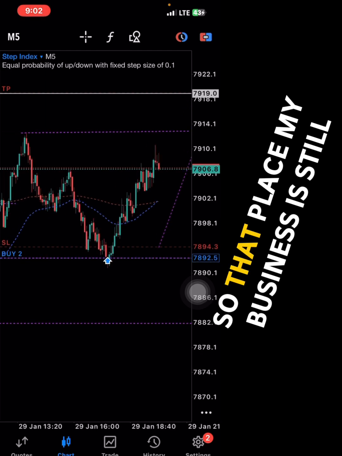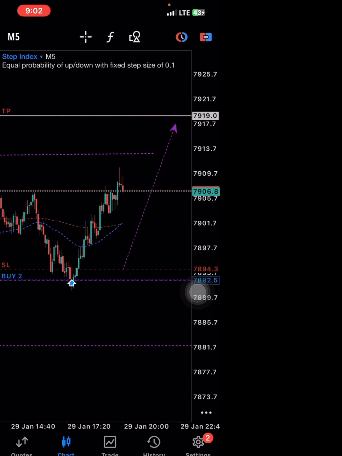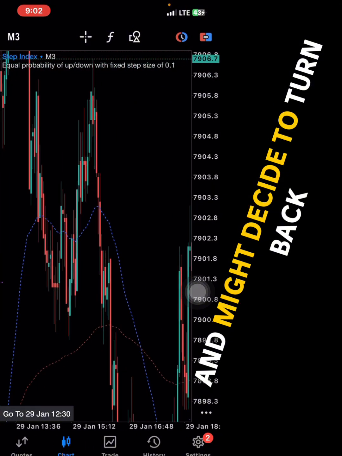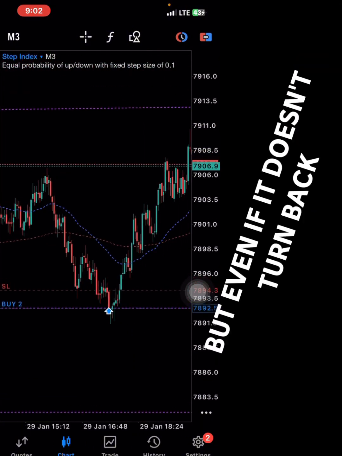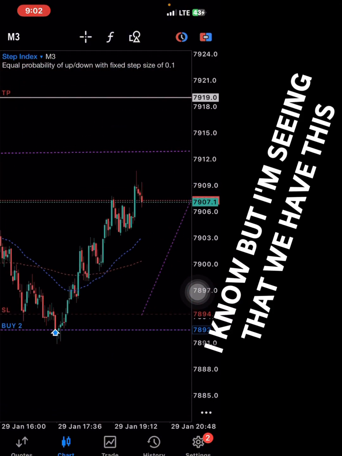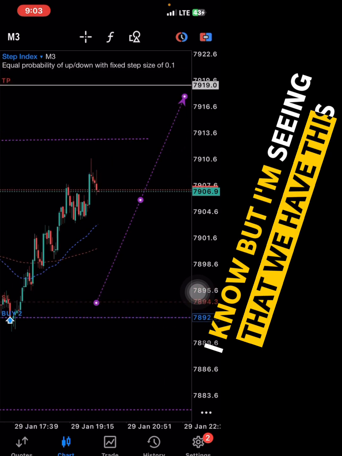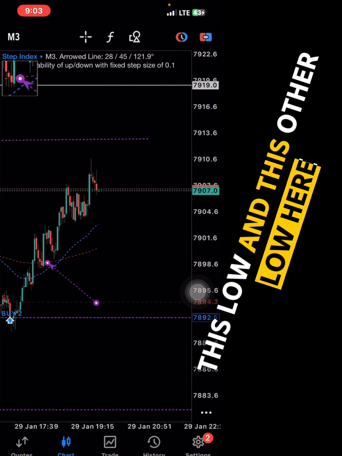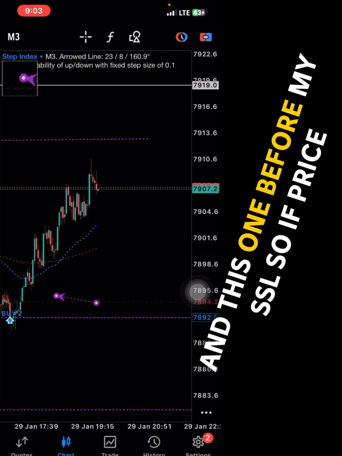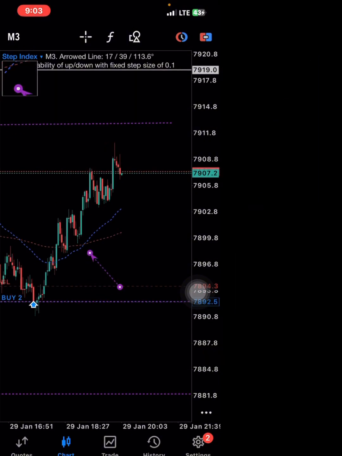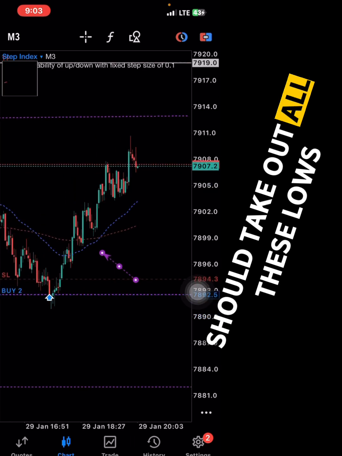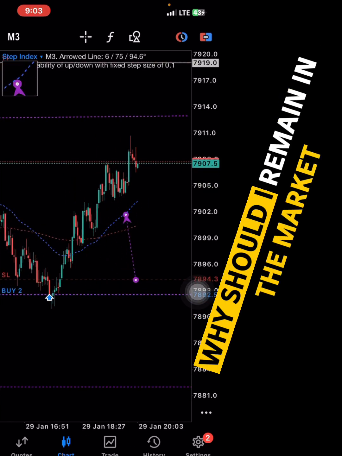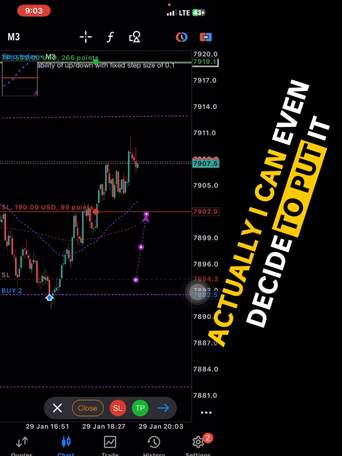So that place my distance is still okay. But I don't know what price might do now. It might decide to return back. But even if it does return back, I'm seeing that we have this low, and this other low here, and this one before my SL. So if price should take out all these lows before coming to my SL here, why should I remain in the market? Actually, I can even decide to put it here.